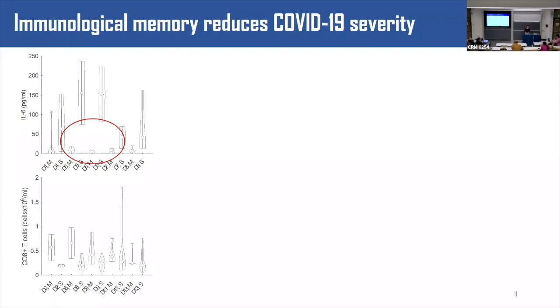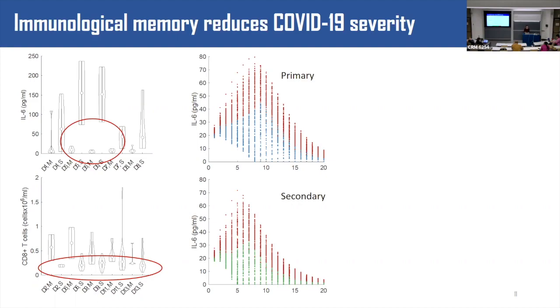So, the severe and mild patients here are defined according to the WHO index that is based on the level of ventilation. And here we should also note that severe patients tend to have lower CD8 T cell concentrations. Here are the simulation results in our virtual patient cohort. We used 40 of the IL-6 level at day 8 to separate mild and severe patients. The red dots here identify the patients who are classified as severe in a primary infection.